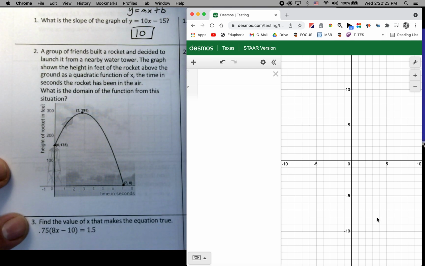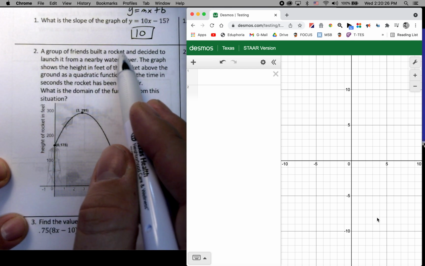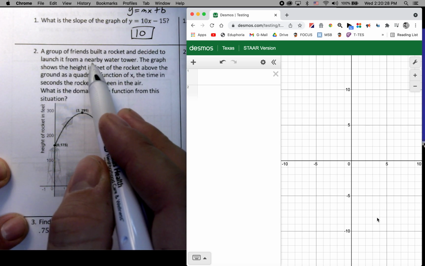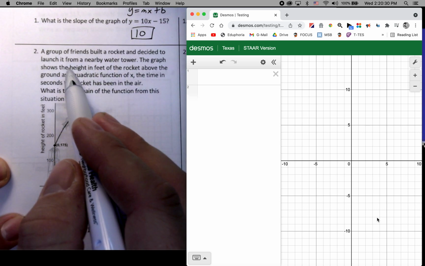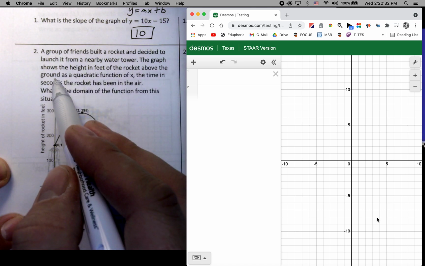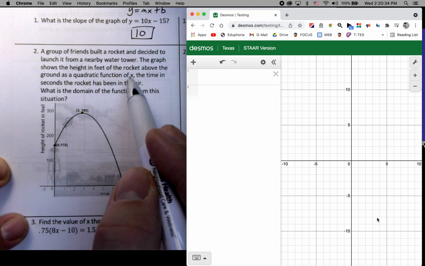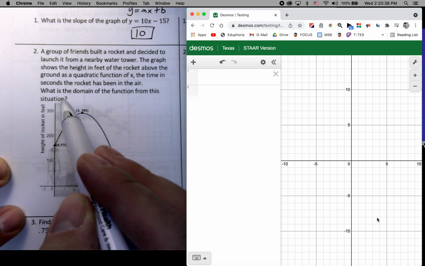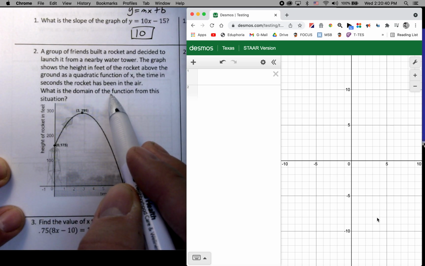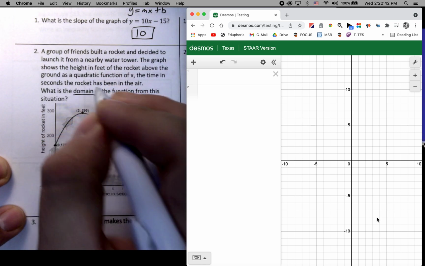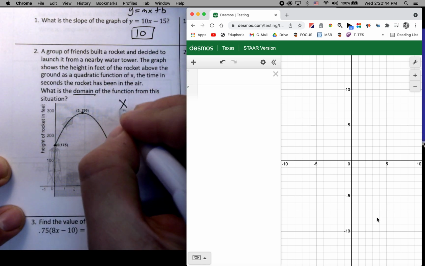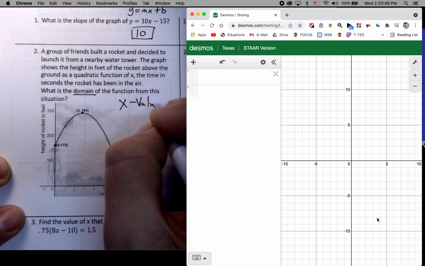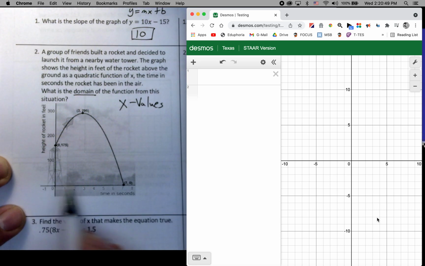Number 2, it says a group of friends built a rocket and decided to launch it from a nearby water tower. The graph shows the height in feet of the rocket above the ground as a quadratic function of x, the time in seconds the rocket has been in the air. What is the domain of the function from the situation? Okay, remember, domain means the x values. So how far to the left and how far to the right.